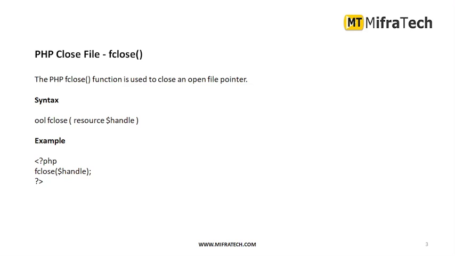File close, fclose. The PHP fclose function is used to close an open file pointer. Syntax: bool fclose(resource handle). Fclose works with the handle: if we open a file, after the operations this function will close the file. The handle is what is used.